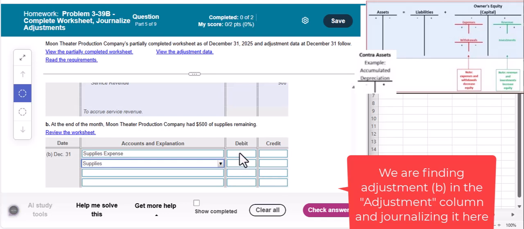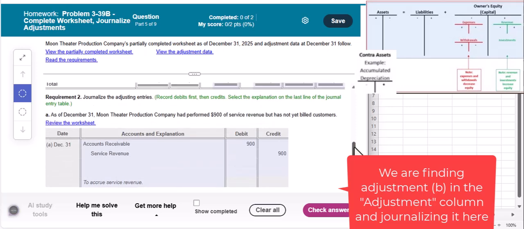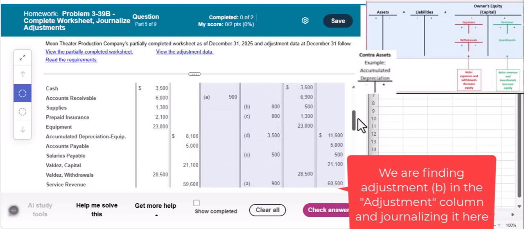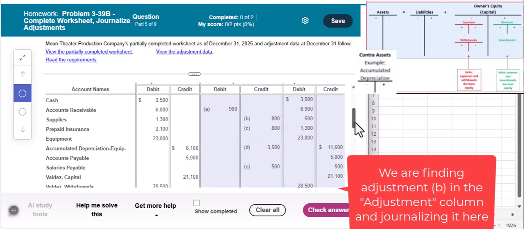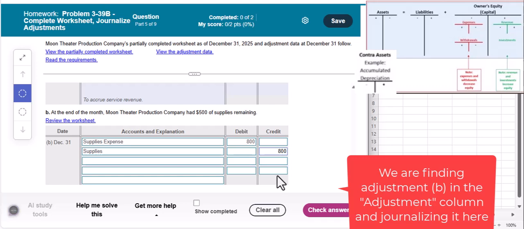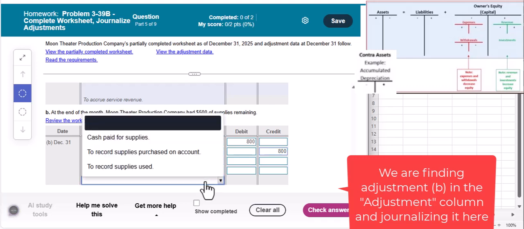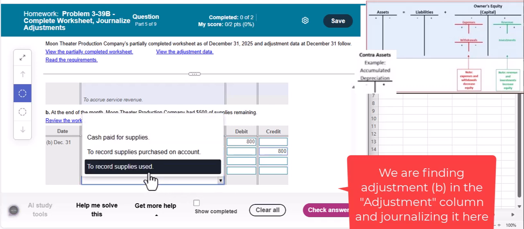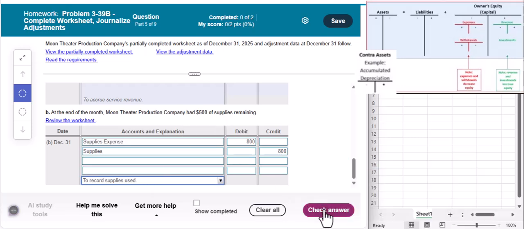We have $800 worth of supplies that we used up, as you will recall up above. So that could trip you up there, make you put in 500, but again, that is what is remaining as the balance, not what we used up. So you'll see again, 800 credit for supplies, 800 debit for supplies expense. We'll scroll back down and then we will input our explanation.